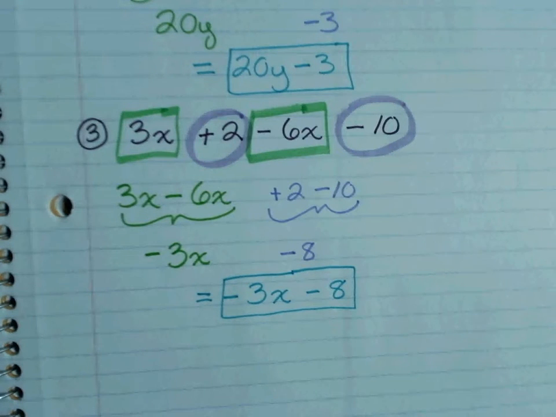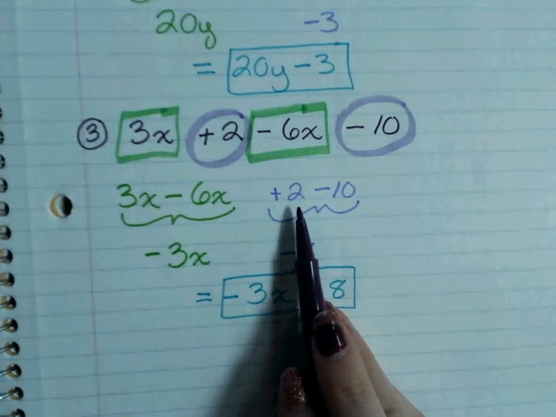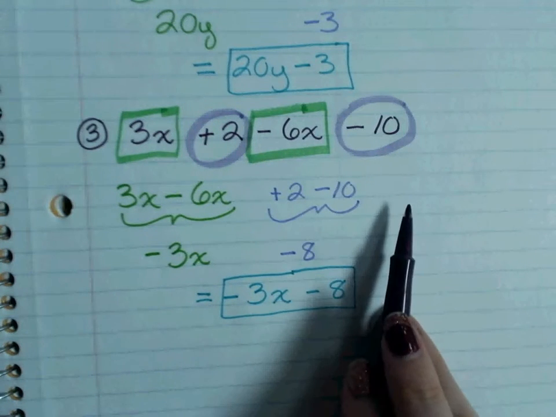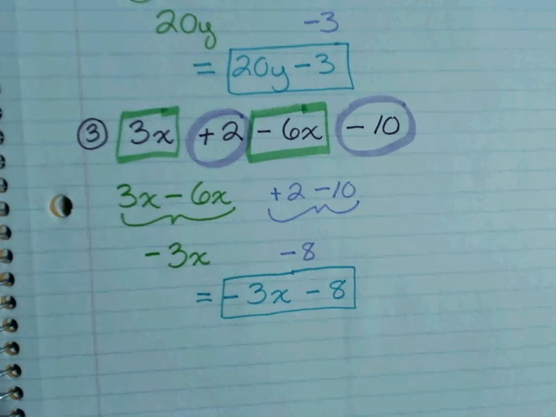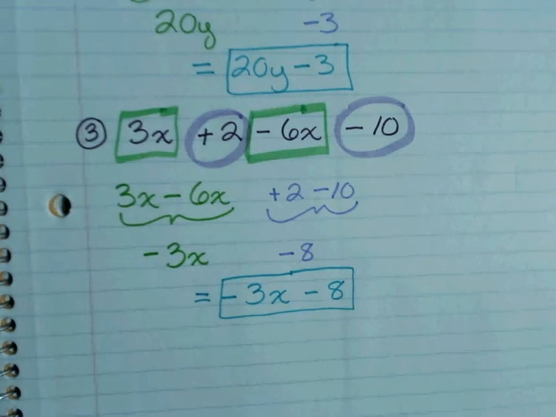How do I get negative 8? Because it's a positive 2 minus 10. Small number minus a large number goes into the negatives. You guys got to remember your integer rules, but when in doubt, what do you have in front of you? Calculator. So you can type in 2 minus 10 and it'll tell you negative 8.